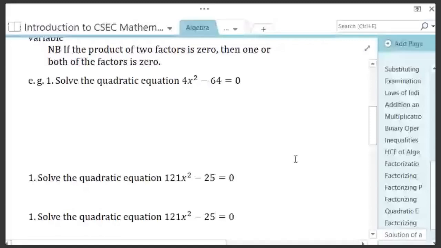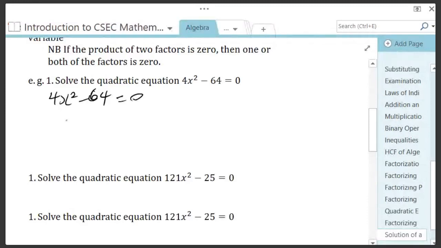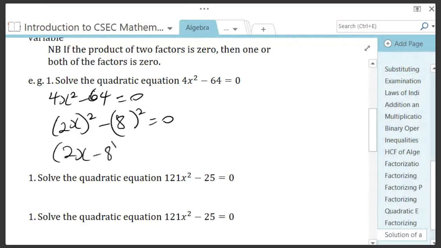So we have here 4x squared minus 64 is equal to 0. Notice that this is difference of two squares that we did earlier in the class. So we just factorize here. So this is 2x squared minus 8 squared is equal to 0. And we use the terms inside of the brackets here to write the conjugates. So this is 2x minus 8 by 2x plus 8. This is equal to 0. So we have factorized there. Now we need to solve here.